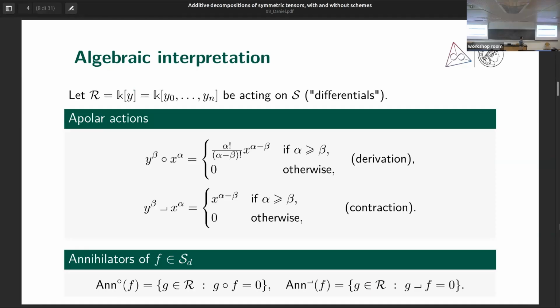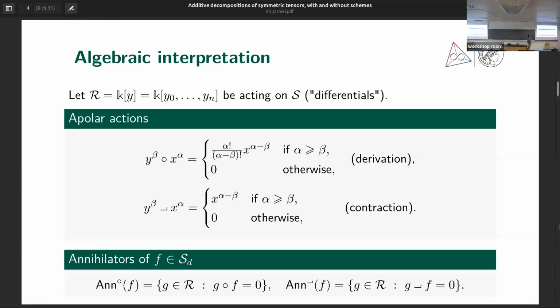The algebraic toolkit that we use is apolarity. There are several versions of apolarity in the literature. I will try to connect all of them, which may or may not result in a complete mess. The most famous one is the derivation. I denote by circ the derivation action.